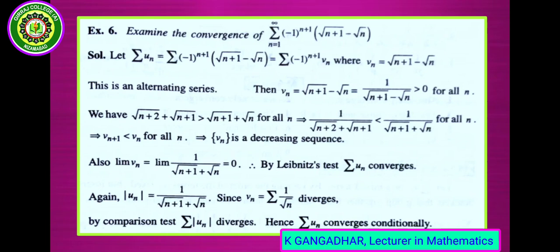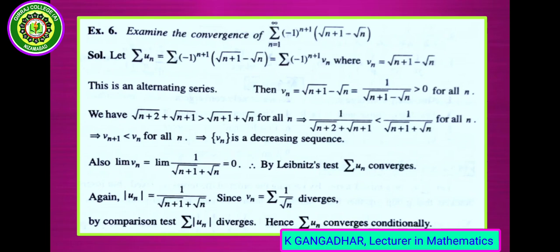So now sigma minus 1 to the power n plus 1 into root n plus 1 minus root n. Here given function is irrational, so we rationalize the numerator value. Then we get un. Rationalizing that function, we get 1 by root n plus 1 plus root n.